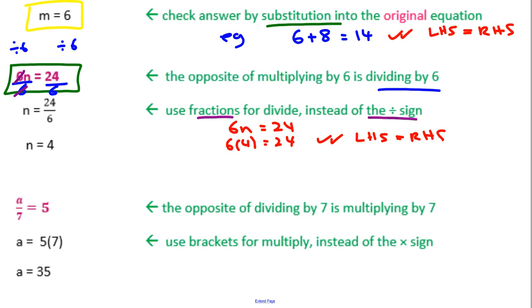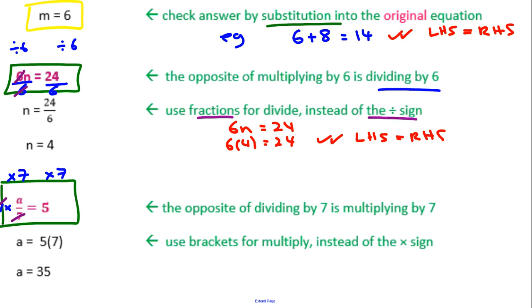Here's another question. It says solve a over 7 equals 5. So remember, fractions mean divide. So to get a by itself, we need to deal with the 7. The opposite of dividing by 7 is multiplying by 7. So we need to times both sides by 7. So when you times this side by 7, see the 7s cancel out. 7 divided by 7 just cancels.